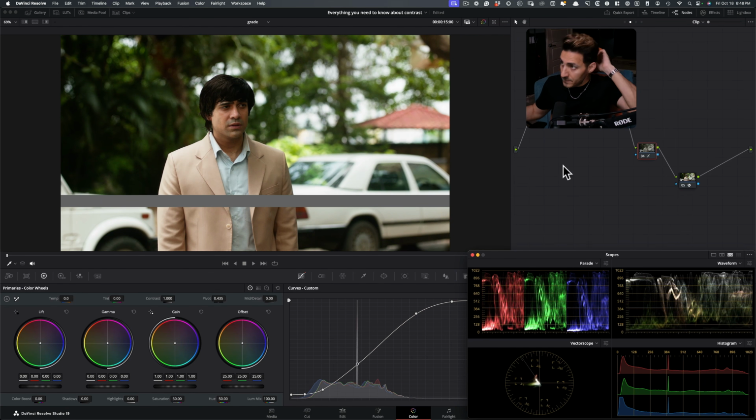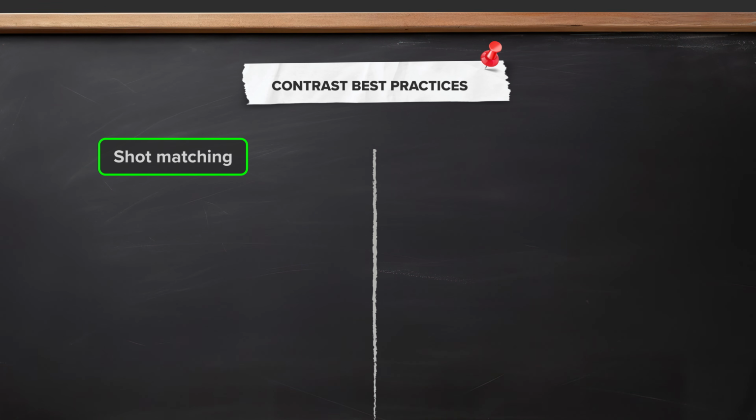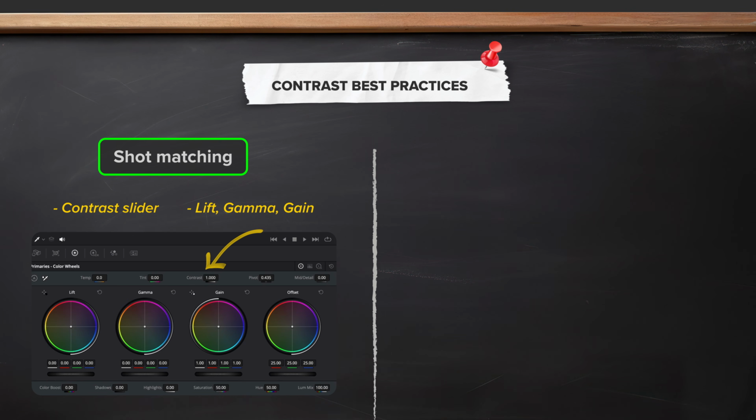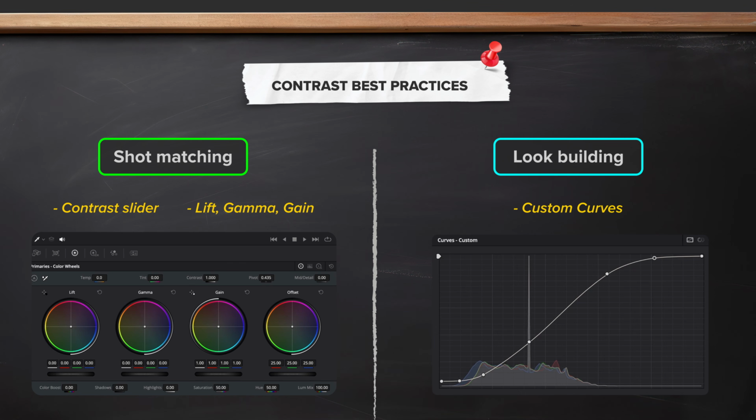If you are adjusting your contrast for shot matching, if you want to match a few different shots, then you can use your contrast slider here or lift gamma gain. But when it comes to building looks, always use this because it just gives you so much more control.